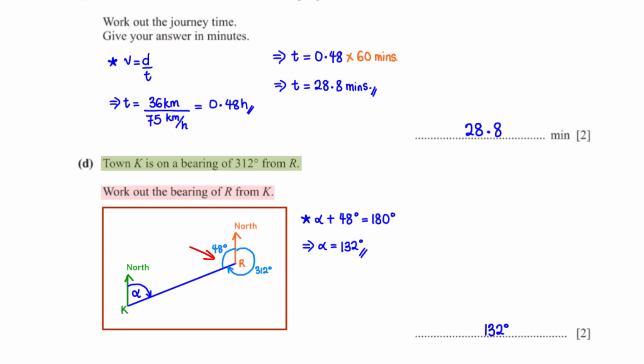We get this angle by subtracting 312 degrees from 360 degrees, giving us 48 degrees. So we have alpha plus 48 degrees equals 180 degrees. When we subtract 48 from both sides, we get alpha equals 132 degrees.